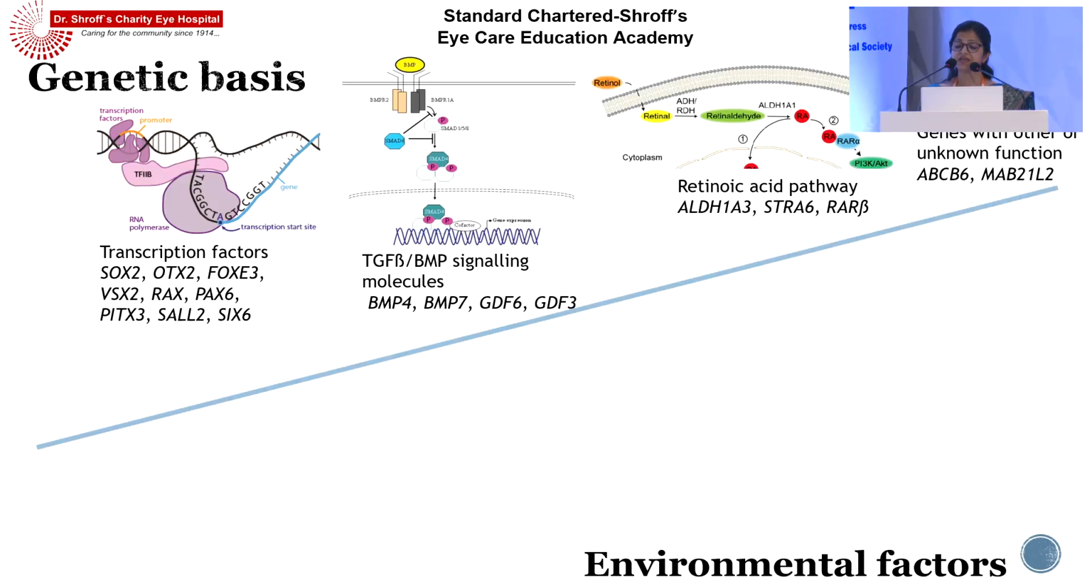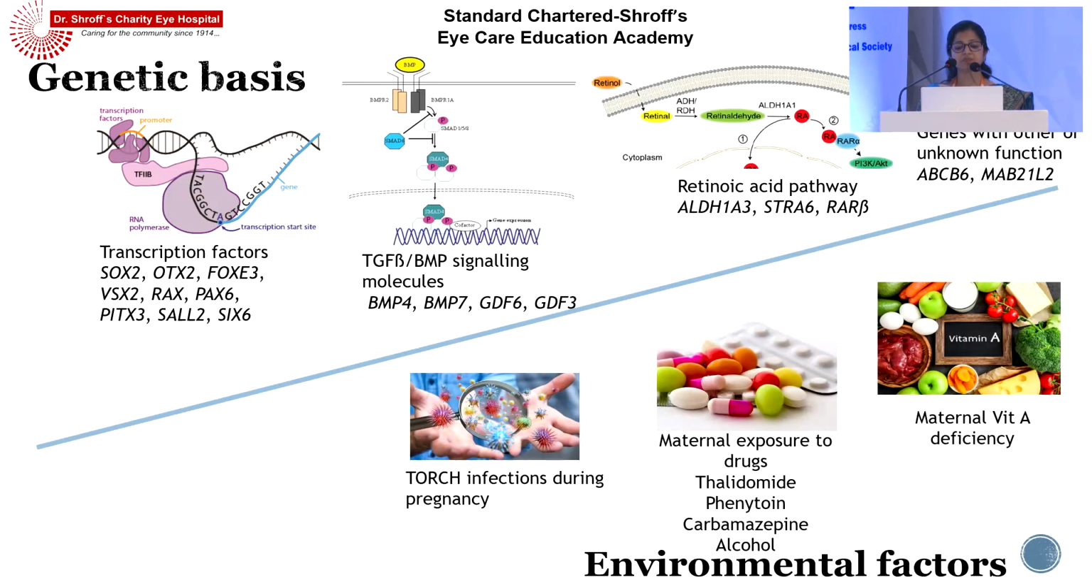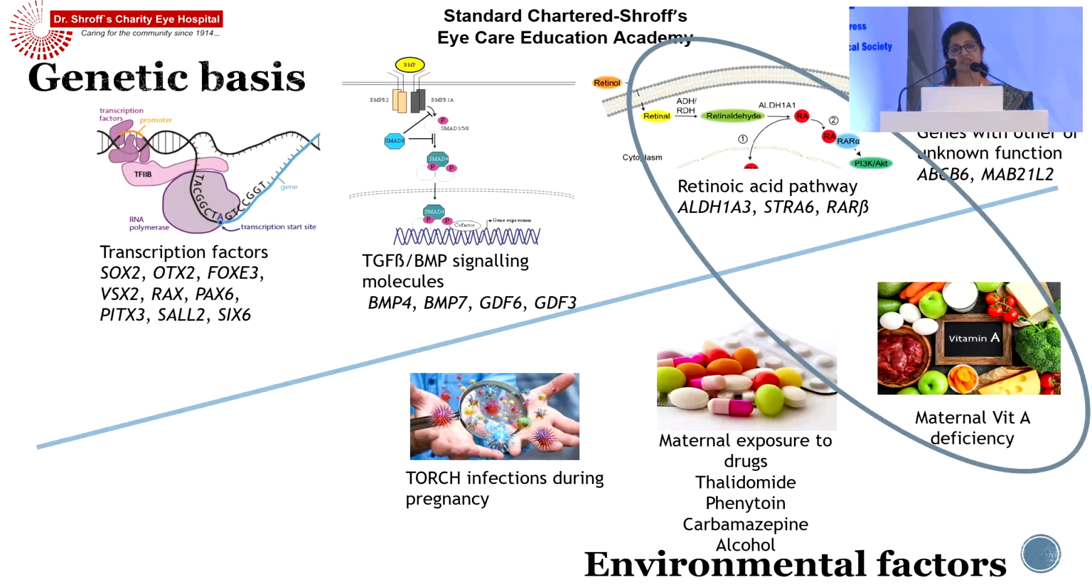Now, if you look at the environmental factors, the ones that we can really pinpoint to are the TORCH infections in the mothers, then maternal exposure to drugs like thalidomide, phenytoin, and carbamazepine during the first trimester. And very interestingly, maternal vitamin A deficiency has also been linked with these MAC disorders. Now, if you look closely here, there is some commonality between the genetic basis and the environmental factors, which links somehow to the vitamin A pathway.